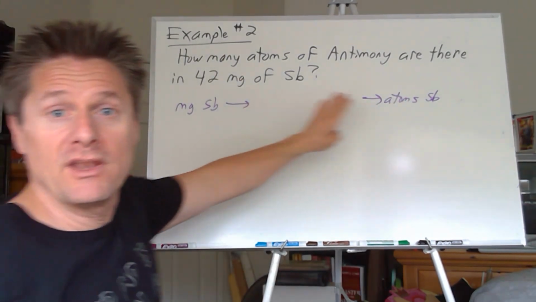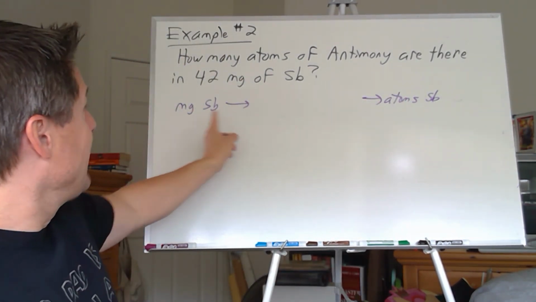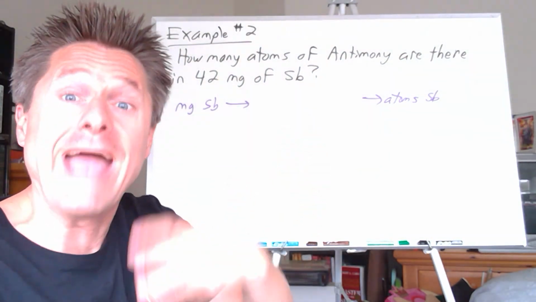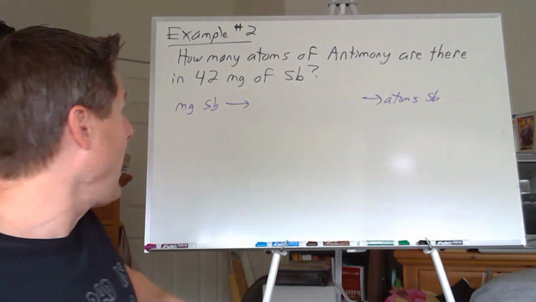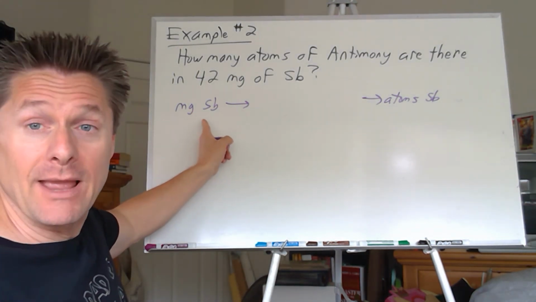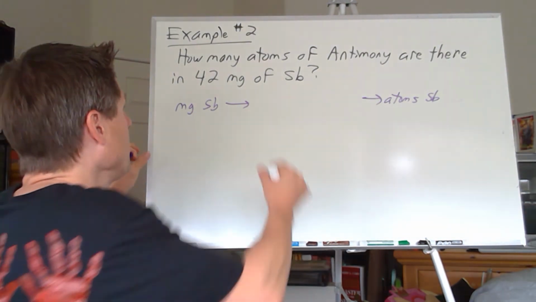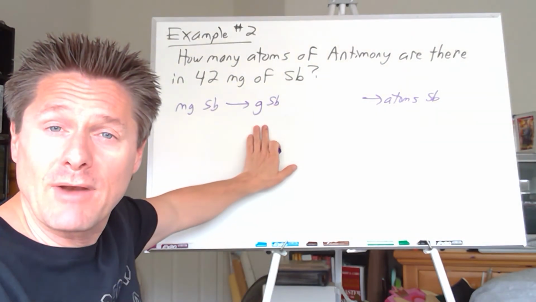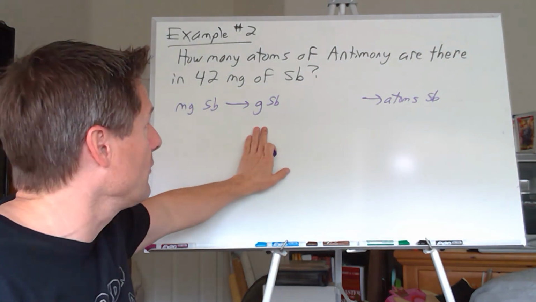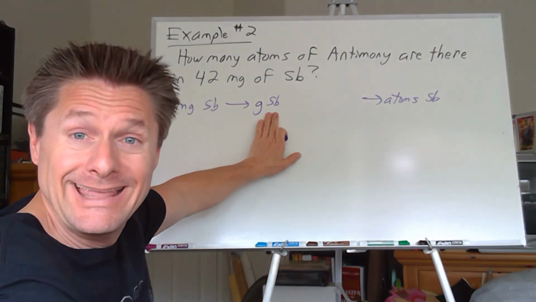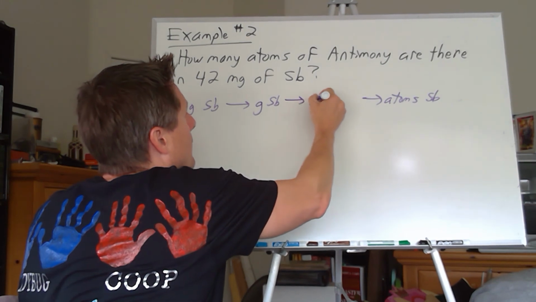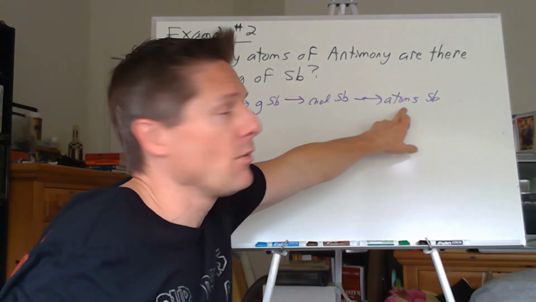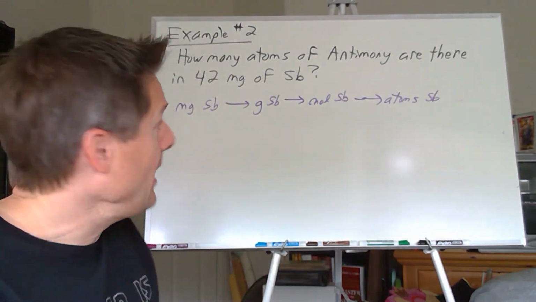Right, so here's our starting point. Here's our ending point. Now, I can't go mass to atoms directly. I've got to go to the hub, moles. You've got to get to moles first. So to get to moles, I need this in grams, right? Because molar mass is grams per mole. So if I can get to grams of antimony, right, 1,000 milligrams per gram, I would expect you to have memorized that metric conversion. Once I'm in grams of antimony, I can get my periodic table and get to moles of antimony, and then moles of antimony to atoms would be Avogadro's number.